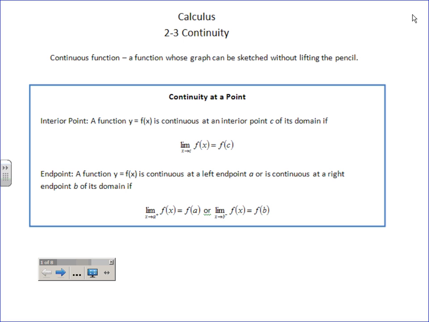Continuity. Basically, it comes from the word continuous. Our basically very slim definition of this is a function whose graph can be sketched without lifting the pencil.